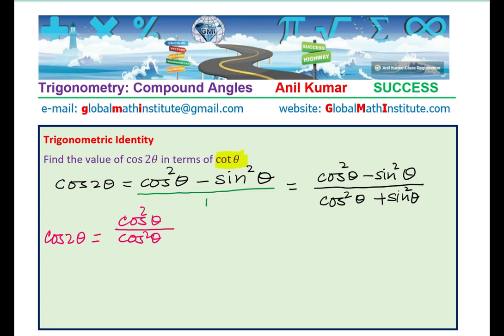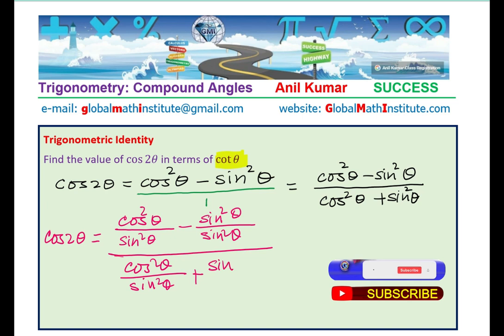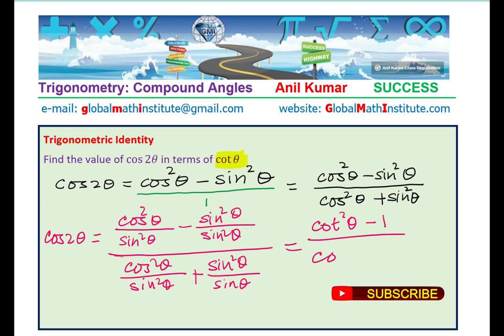So let's divide by sine. We want cotangent, right? So we should divide by sine square theta to get cotangent. So we have sine square theta over sine square theta, and everything divided by cos square theta over sine square theta plus sine square theta over sine square theta. And cos over sine is cotangent. So we get cot square theta minus 1 over cot square theta plus 1, correct?